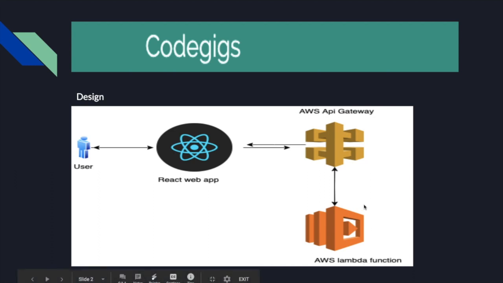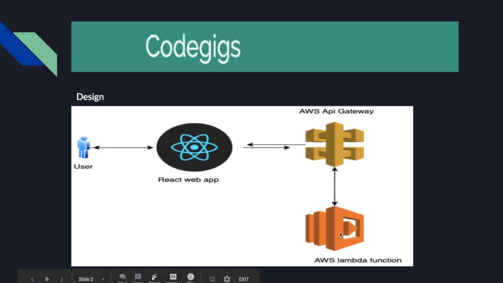Now, when we are using AWS, we will be particularly using these two services. One would be API Gateway, which will be receiving traffic from the web application. And in order to compute anything based on the user request, we would be using AWS Lambda functions.